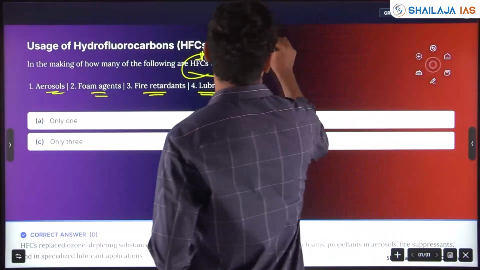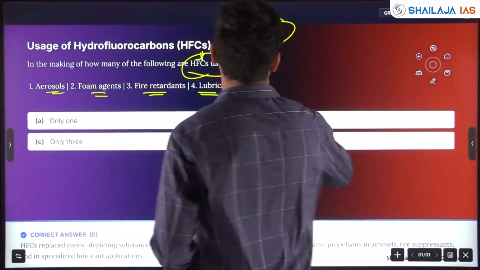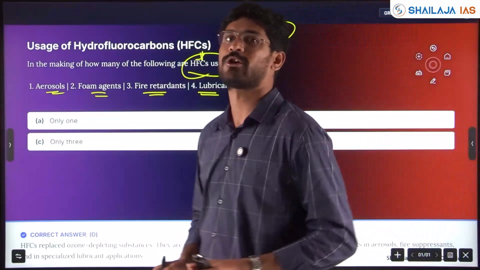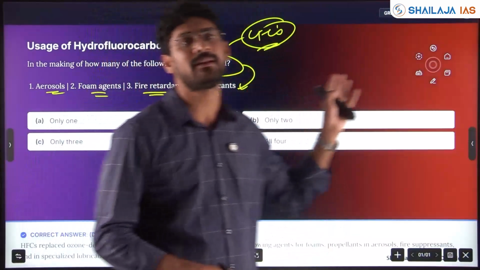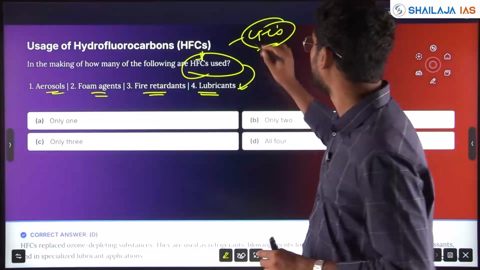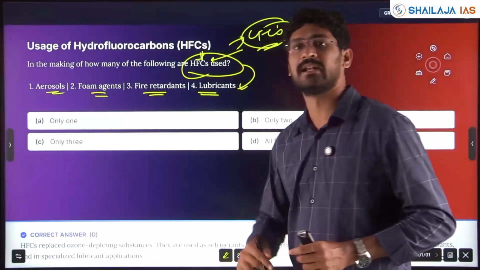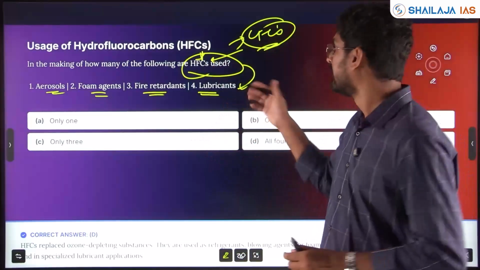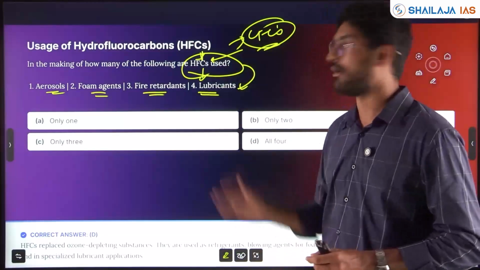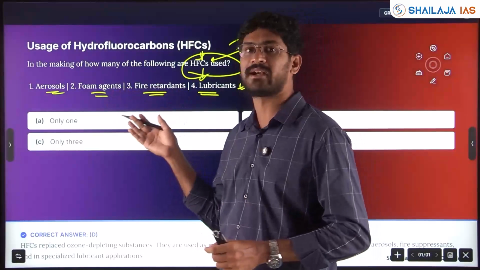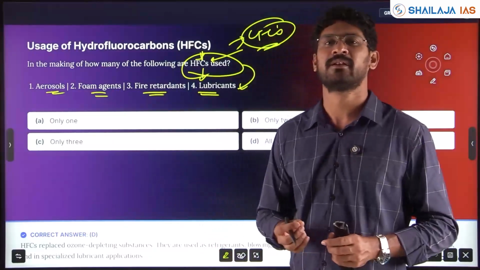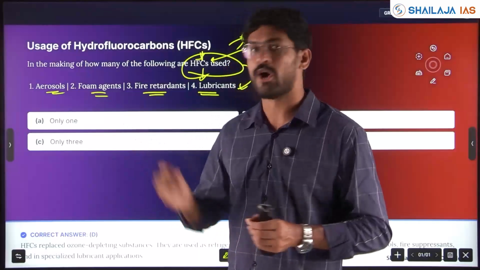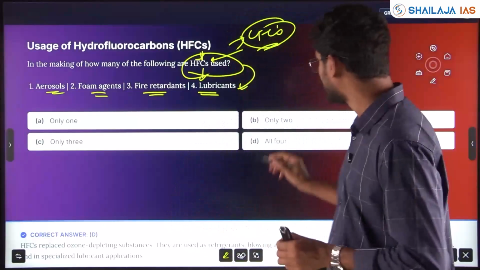CFCs, you know, we mitigated under which convention? Let me know. Which protocol? Is it Montreal? Many protocols are there. CFCs have been almost eliminated. However, HFCs are still used. Which of the following is using HFCs in making of lubricants, aerosols, foam agents, fire retardants? In this kind of statements, apply your knowledge, and if it makes sense, all will be right, go with all four.